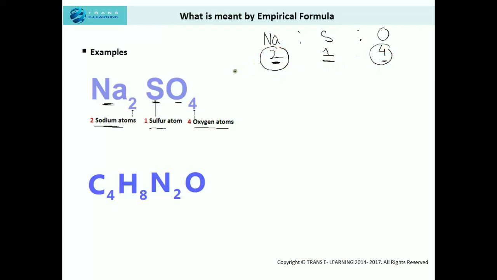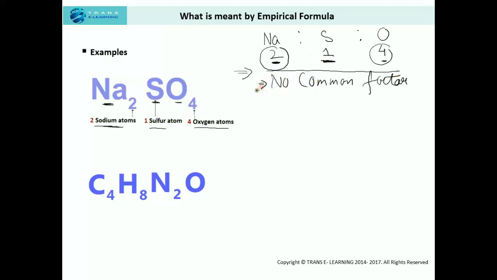So overall, we cannot take any common factor among 2, 1 and 4, because 1 will not have any common factor. We cannot take 2 as a common factor here. So in this case, the number of atoms of sulfur does not bear any common factor with the atoms of the sodium and the oxygen. So we cannot take any common factors. So that means they share no common factor. So this justifies the first condition.